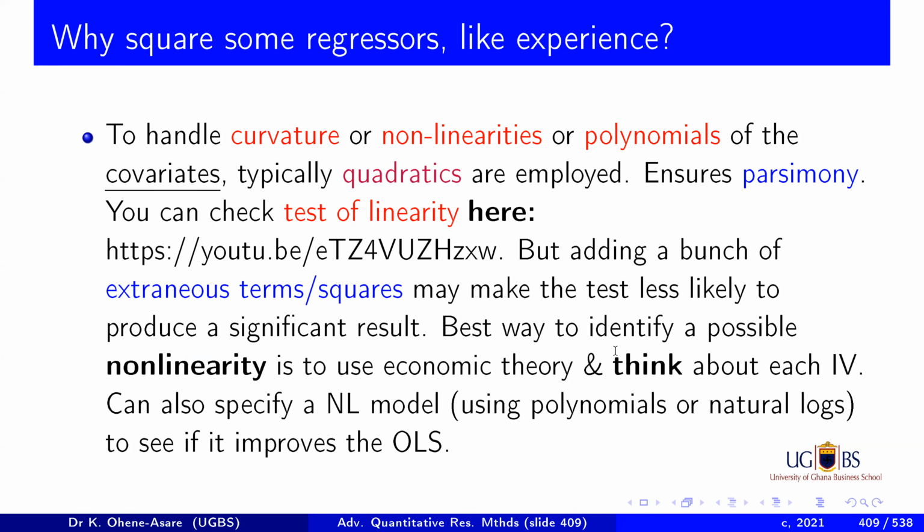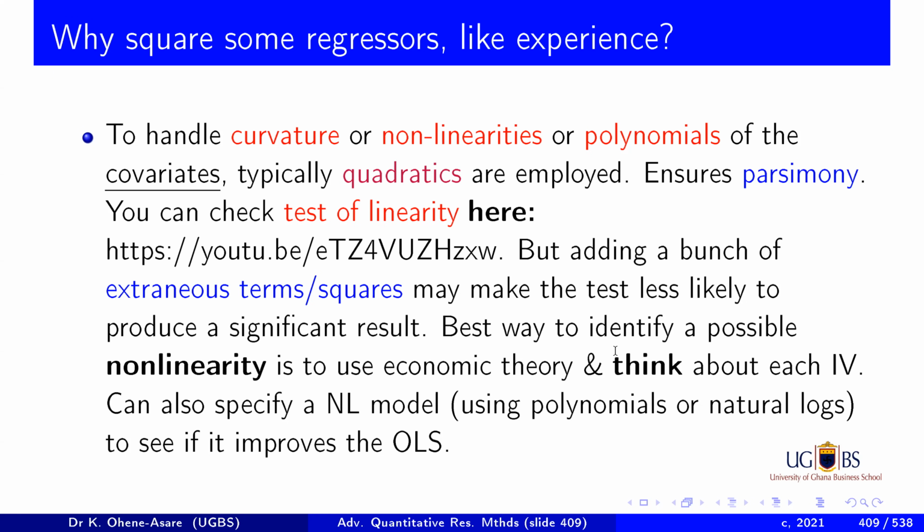Typically, the quadratics are employed, and this is to ensure parsimony. But that doesn't mean that because of that, you square everything. If you square everything, it can lead to problems. So the best way to identify whether a particular variable requires squaring is to use economic theory. Think. Use economic underpinning about that particular covariate, that regressor, that explanatory variable. Sometimes you may not need this at all. You may have to specify a nonlinear model instead of the normal OLS to deal with the situation.